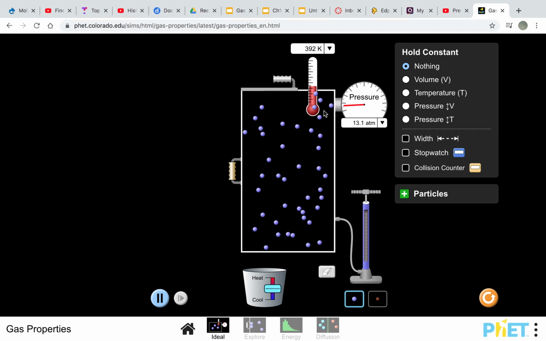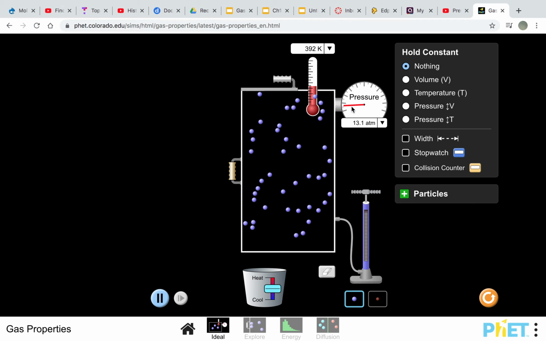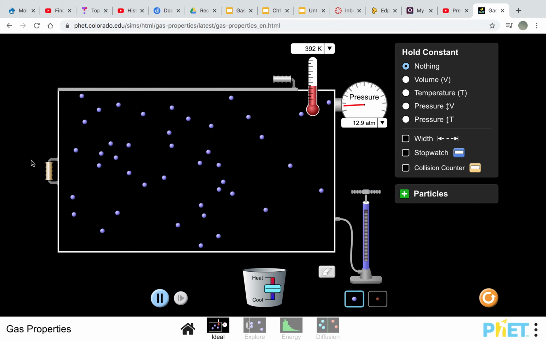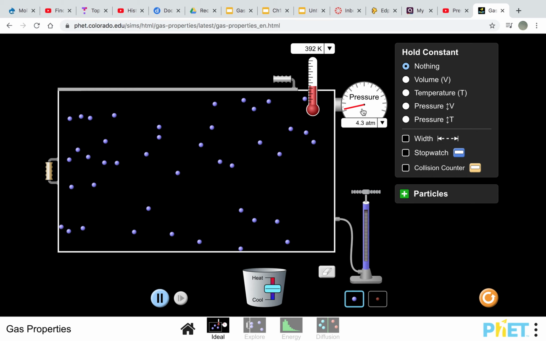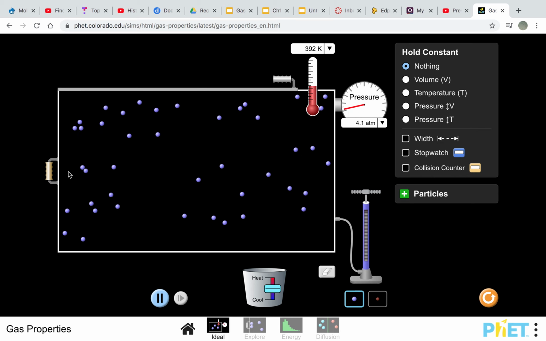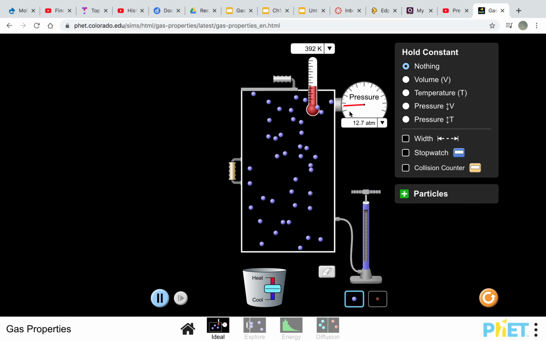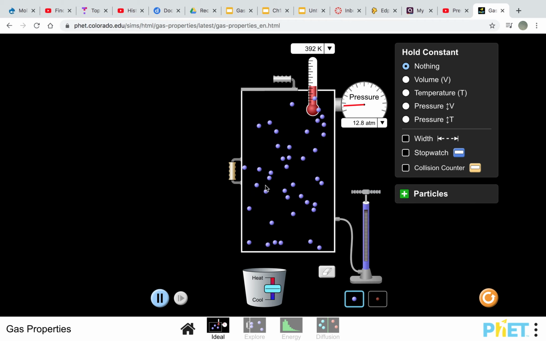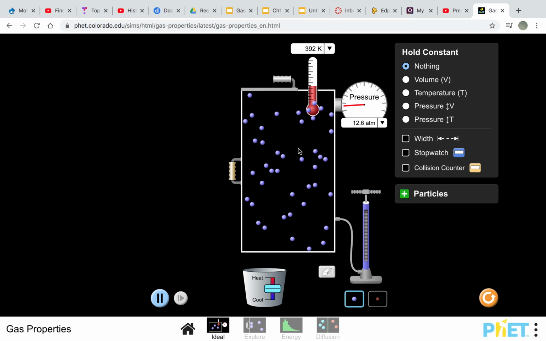So take home message is if you increase the temperature, it's a direct relationship, you increase the pressure. So we saw keeping it constant at some temperature, we can have the inverse relationship. Volume increases, then the pressure drops. Volume decreases, and the pressure increases. So inverse relationship between V and P, volume and pressure. But a direct relationship between temperature and pressure.